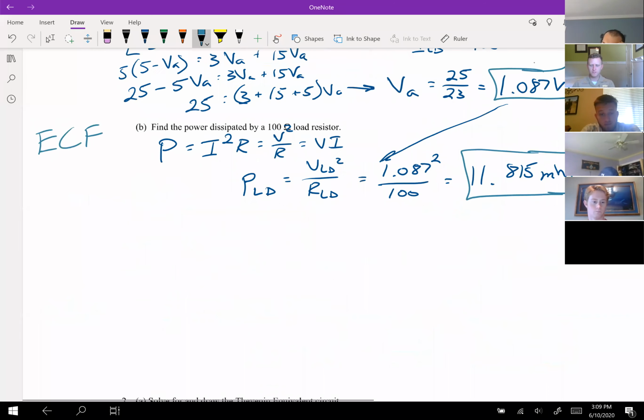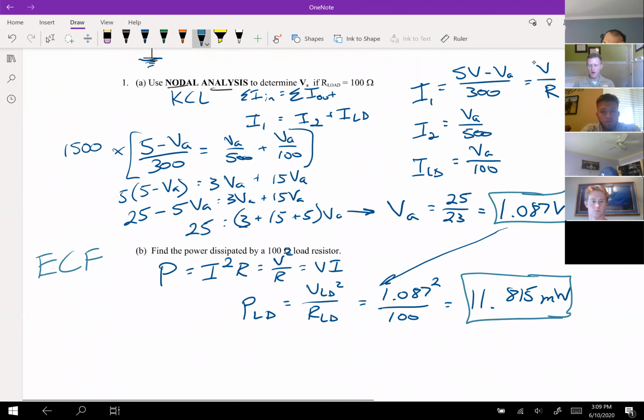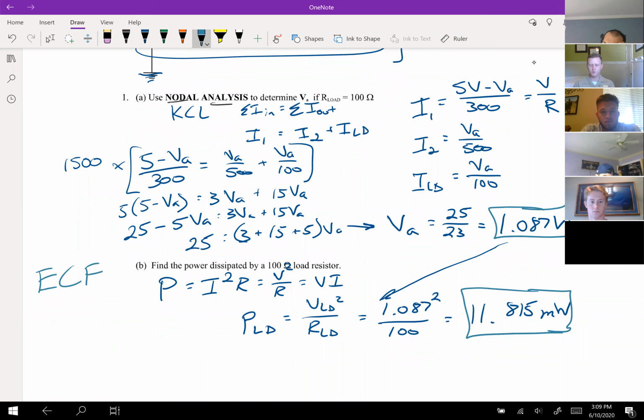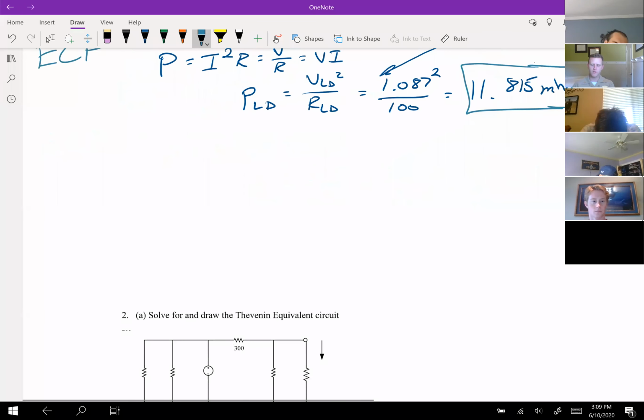So if you get stuck on this, and you know how to do power, but you have no idea what this voltage is, you know it's V squared over R. Call V A 1 volt, and like I said, always write your assumptions down.